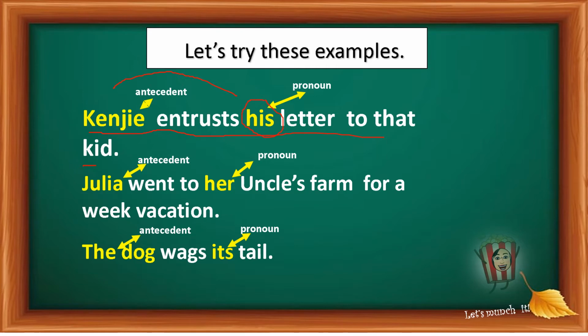Let's have this one. Julia went to her uncle's farm for a week vacation. We use the pronoun her, and her is pertaining to Julia. Therefore, Julia is our antecedent. Let's have the last one. The dog wags its tail. So in this sentence, we use the pronoun its, and its is pertaining to the dog. So in this sentence, the dog is our antecedent.